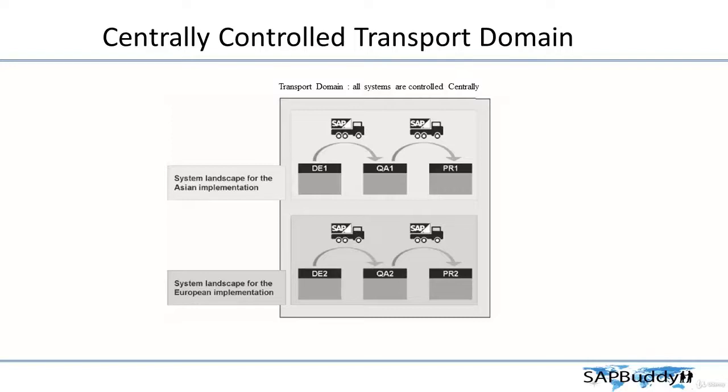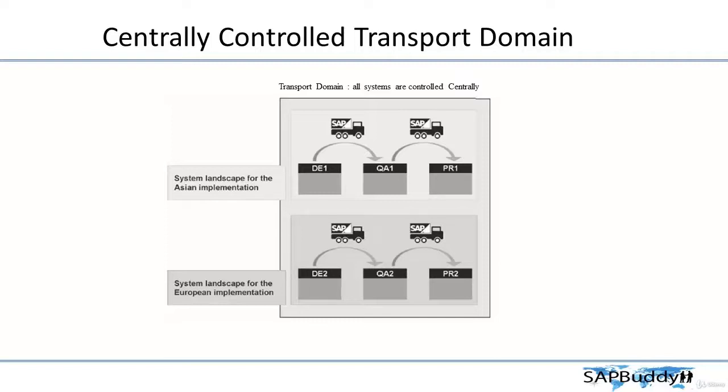Okay, and using the central transport domain, you can monitor, or you can import the import queue. You can import the actual transport request to each system. You will also be able to display respective import queues. Again, these activities in each specific system can also be controlled by the SAP standard authorization for specific users.